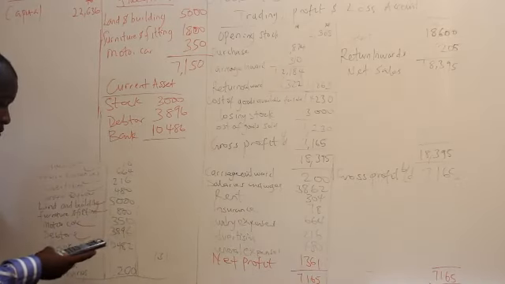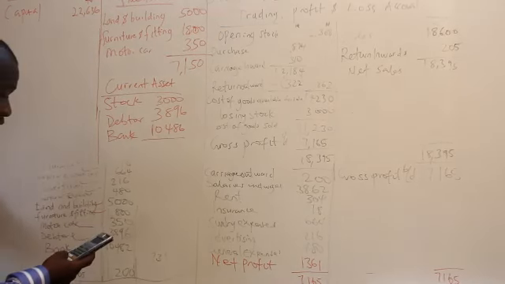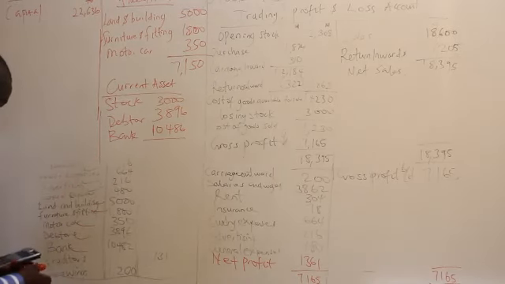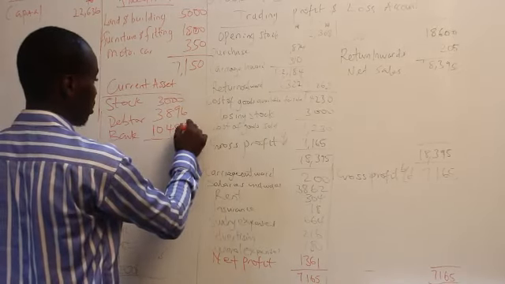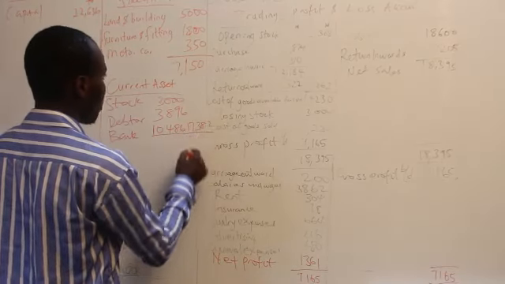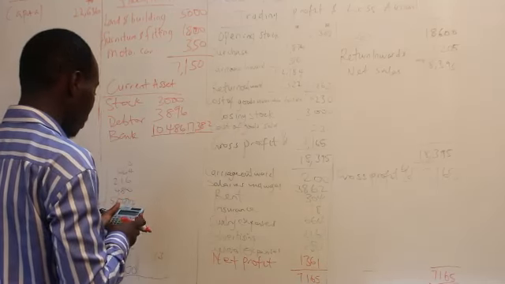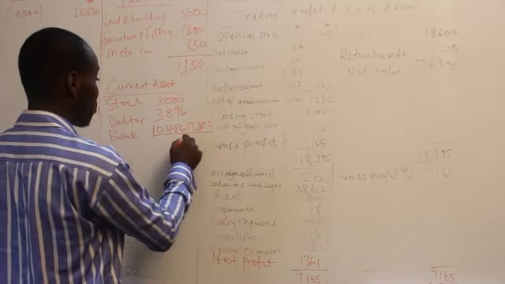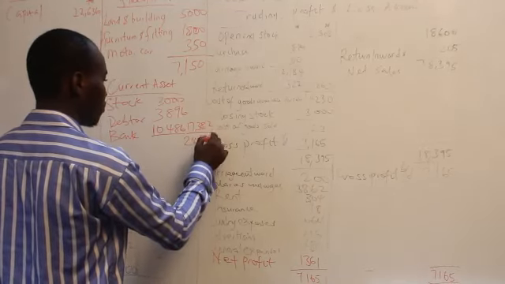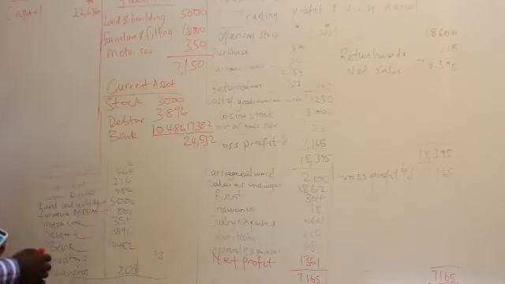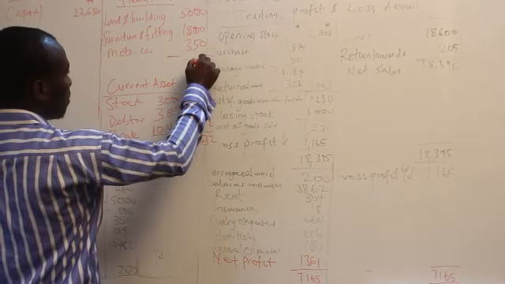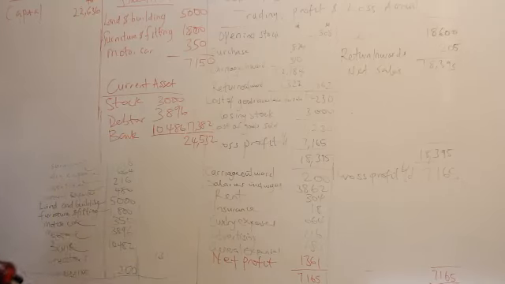So we have 3,000, then 3,896 plus 10,486, and they give us 17,382. Add this together to 7,150, that gives us 24,532. Now we have our capital, 22,636.